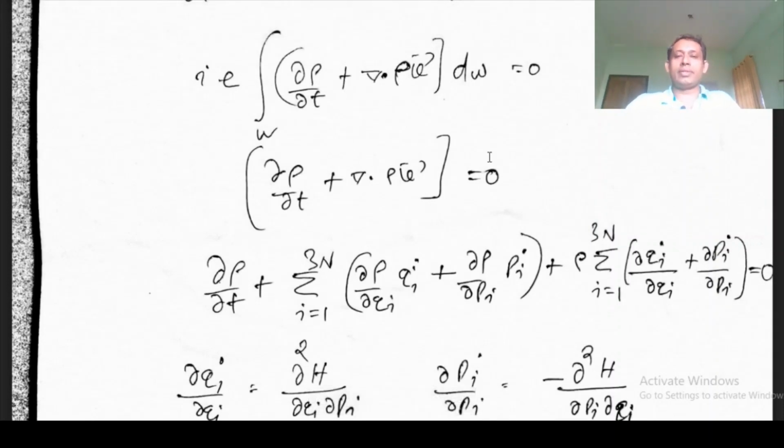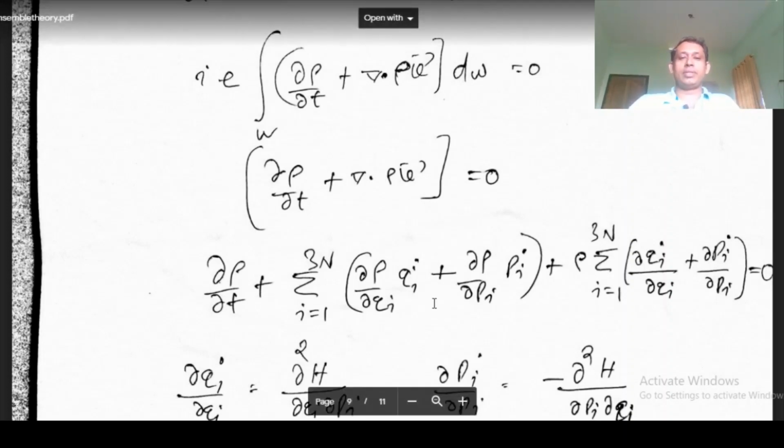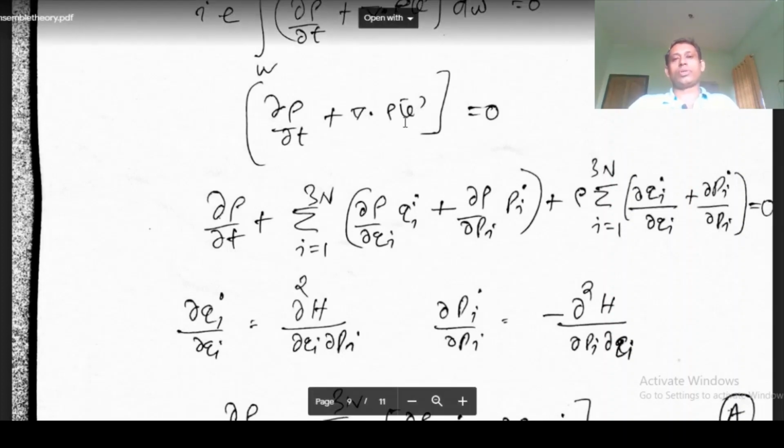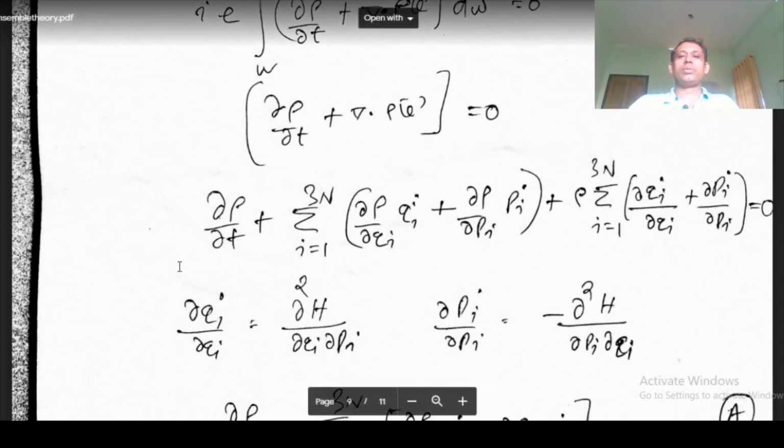Hello everyone. In the last class we were discussing Liouville's theorem, and we have reached the point where we showed that ∂ρ/∂t plus del dot ρv, the divergence of ρv, is equal to 0, where v is the velocity of the phase point, the representative point in the phase space. So ∂ρ/∂t plus del dot ρv is equal to 0.